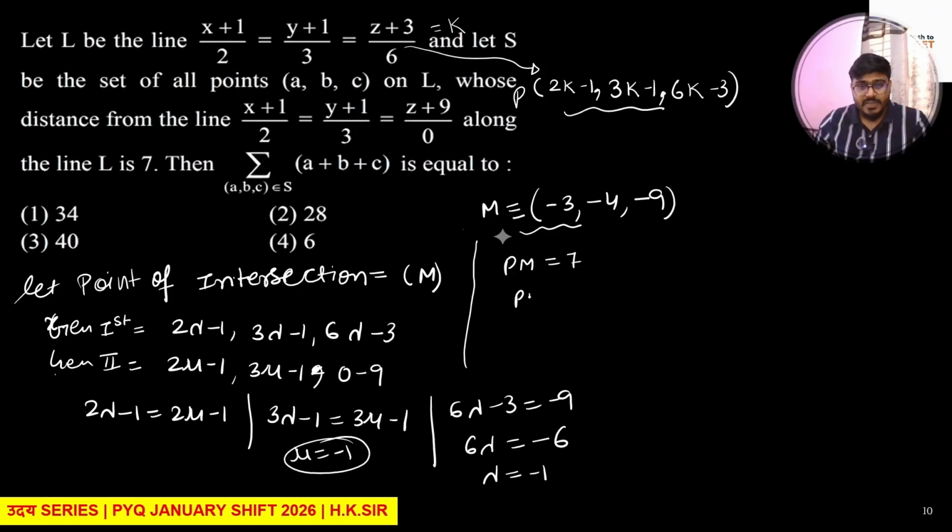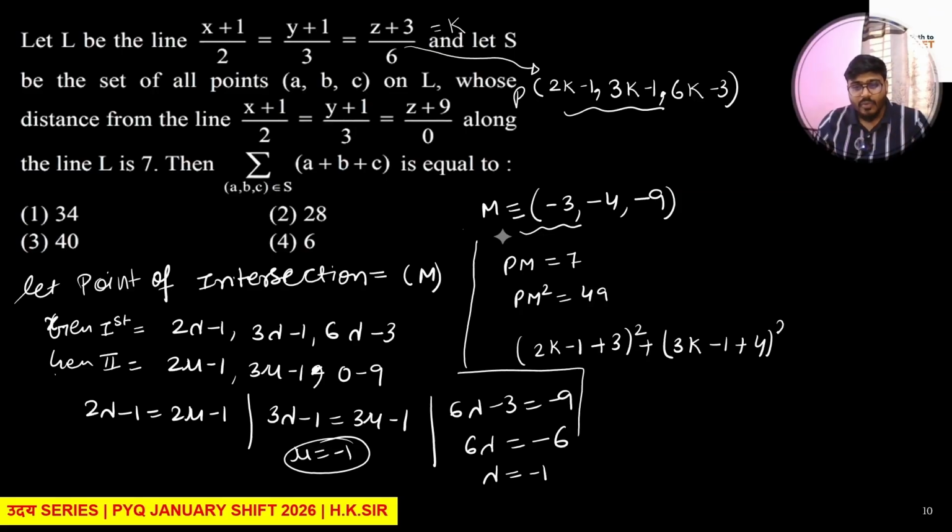So PM square is 49. From here we can write (2k minus 1 plus 3) whole square plus (3k minus 1 plus 4) whole square plus (6k minus 3 minus 9... plus 9, 9 minus 3 is 6) whole square, this is equal to 49. When you solve, you will get the two values of k, 1 and 3.